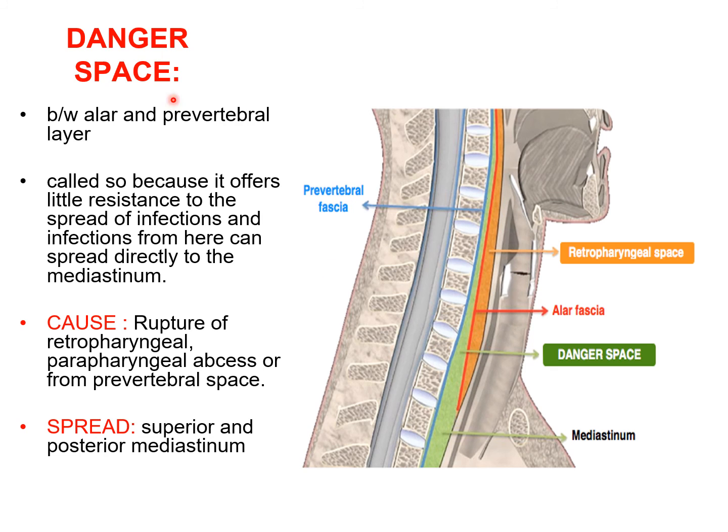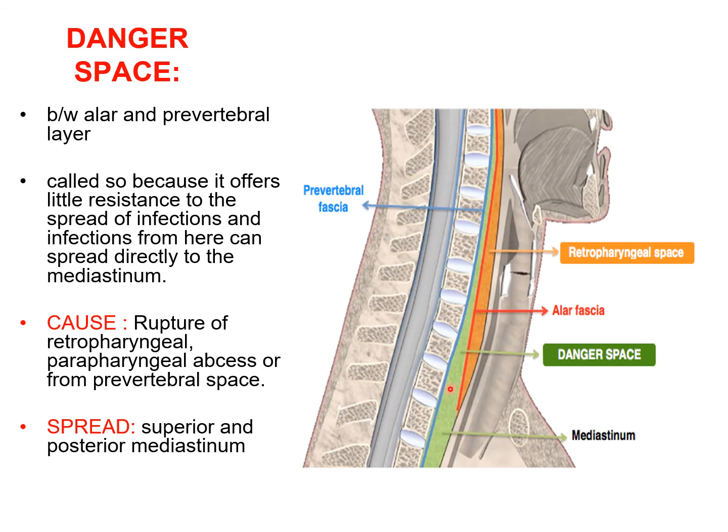Okay. Let us now talk about another space, that is the danger space. So why is this space known as the danger space? This danger space lies between the alar fascia and the prevertebral layer. It is called so because it offers little resistance to the spread of infection, and infections from here can spread directly to the mediastinum, down till the posterior mediastinum.